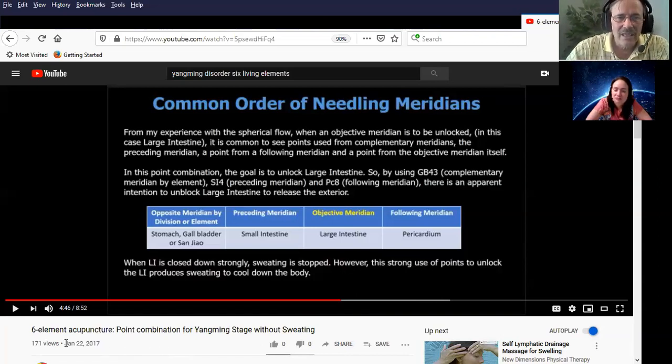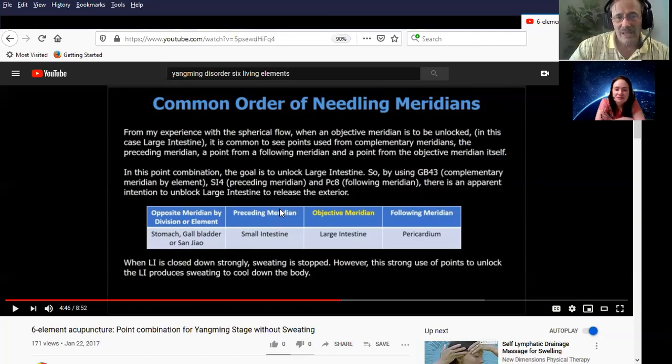And so in this point combination, the goal is to go ahead. This complement one would be in the 6 divisions or in the same element? If you look at the 6 element model, large intestine is metal, and on the opposite side is wood. So the complement would be the opposite side of the 6 element model. So the complement to large intestine is going to be the gallbladder. They don't have a direct relationship, but they sit close to each other, creating this complement. It's an important part of getting things to flow.